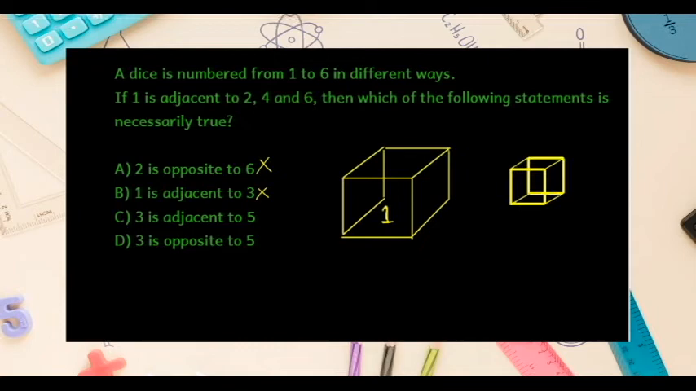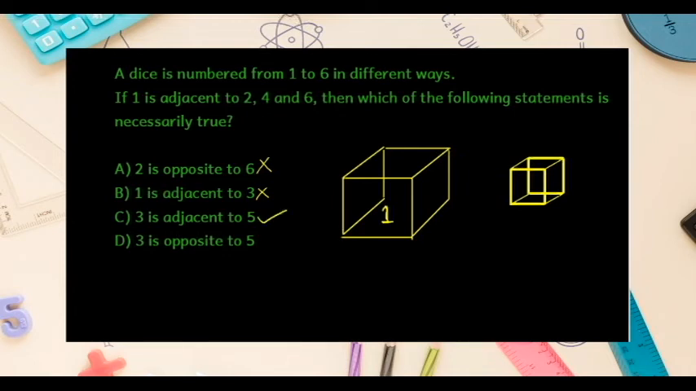So if 1 is adjacent to 2, 4 and 6, that means 3 of the spaces are occupied, then either 3 or 5 needs to be opposite to 1, right? Now, 3 and 5 cannot lie opposite to each other. So if either one of them is opposite to 1, that means these 2 cannot be opposite to each other, which makes them adjacent to each other. So yes, 3 is adjacent to 5.